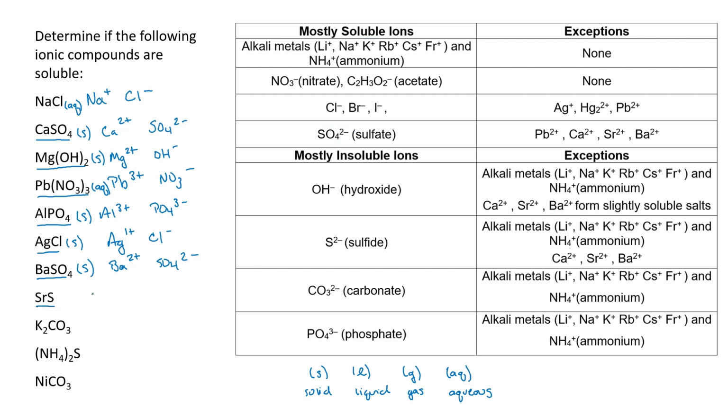Strontium sulfide. So I have strontium as my cation and sulfide as my anion. So looking around, again, I do see strontium a little bit on the right-hand side, but let's check the left-hand side. Not seeing strontium. But I see sulfide right here. So I have a rule for my sulfide. These are mostly insoluble salts.